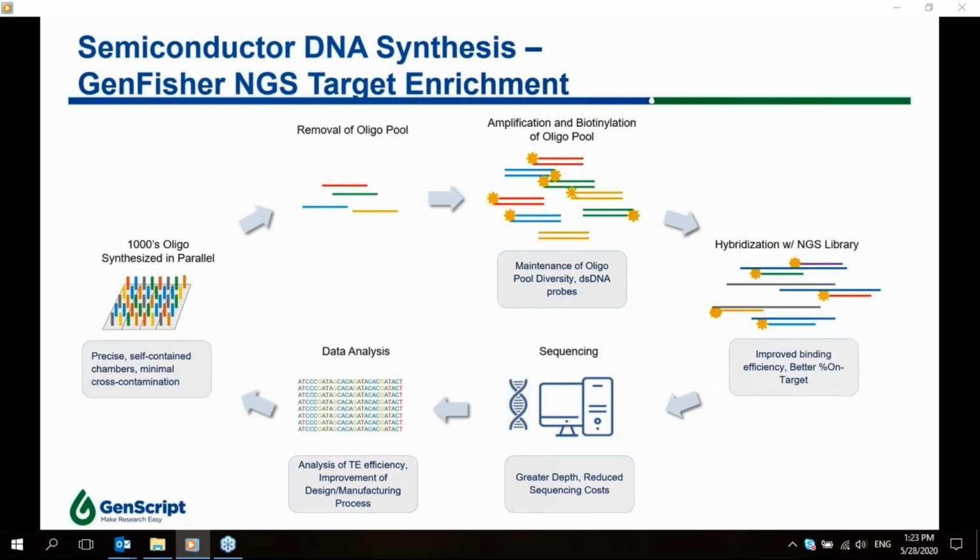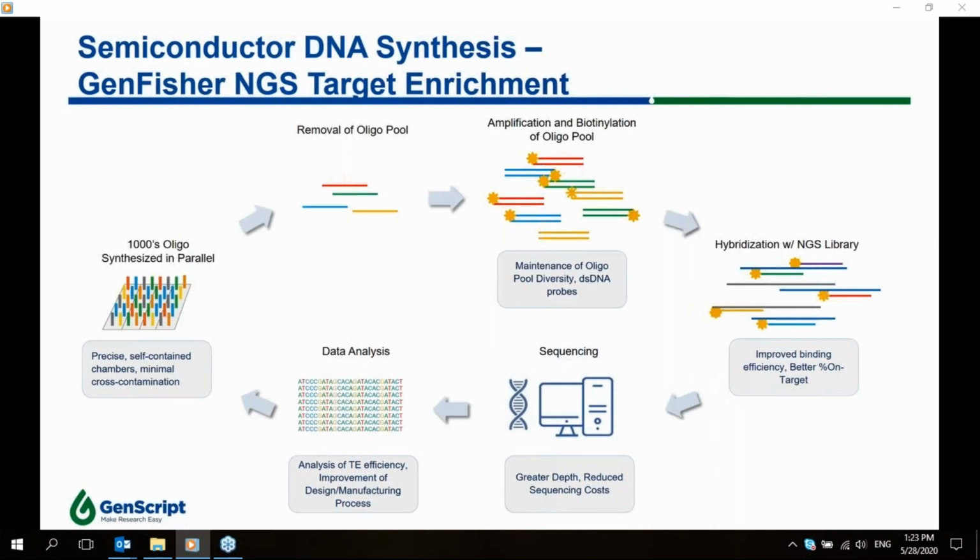target NGS. As I mentioned earlier, one way to select targets for NGS is by hybrid capture. And the core of that is, of course, the probes that match the sequences of the genomic regions of interest. Naturally, we do that synthesis with our semiconductor chips. Again, we call our NGS capture system GenFisher, and the probes are called GenFisher probes.